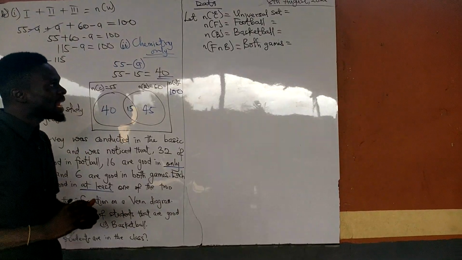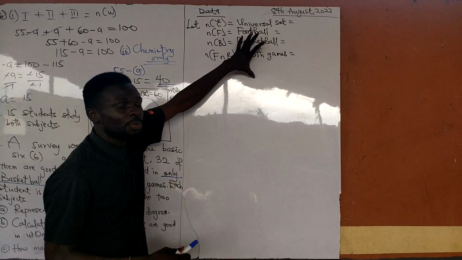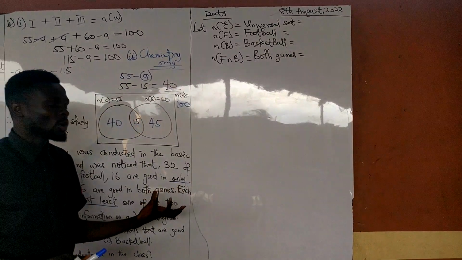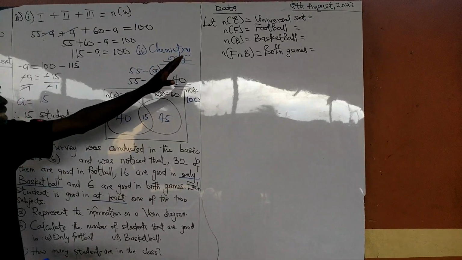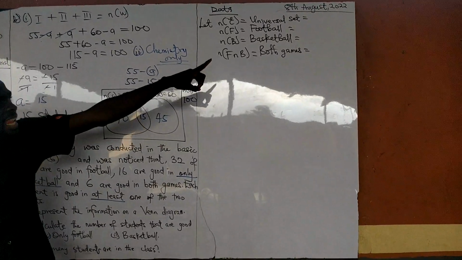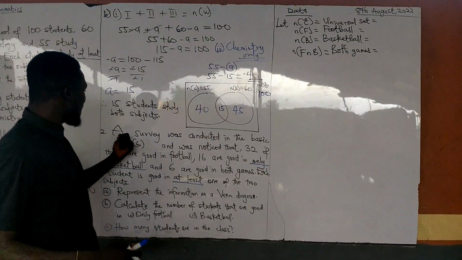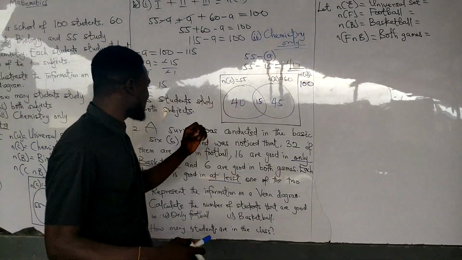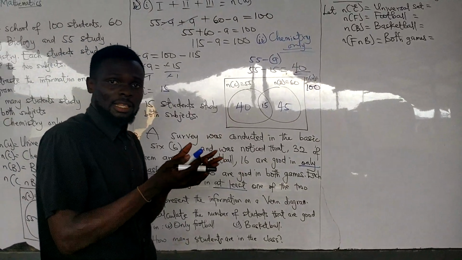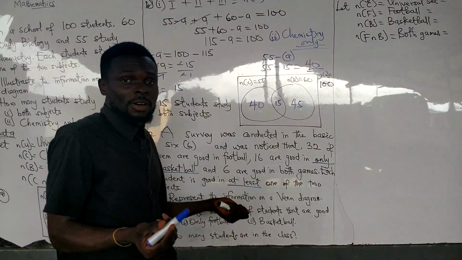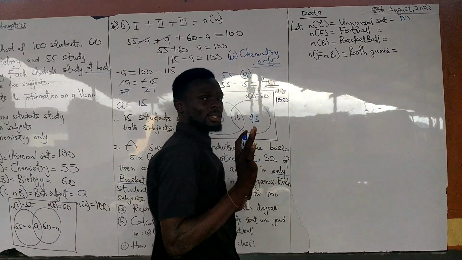Good. Now let's take the question one after the other. Now we have our data. This will help you to draw a simple diagram without even going through the question to draw the diagram. So now we have our data. Let's come through the questions and provide the answers there. In a survey, was conducted in a basic 6 class. They didn't give us the number of students in the class. We don't know. So we can represent it with a variable. So let's say n. We don't know the universal set.